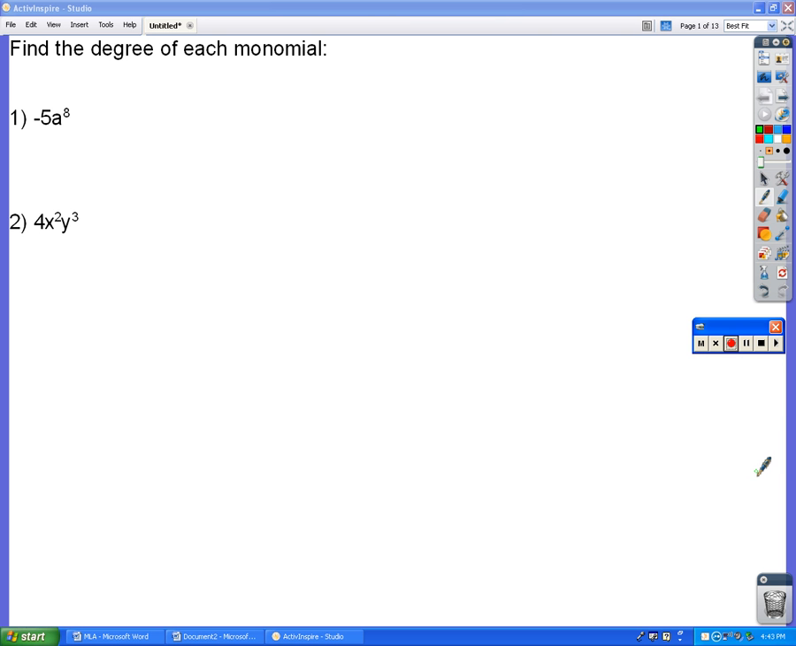Okay, first two problems want us to find the degree of the monomial. And so remember that the degree of a monomial is the power. So this one right here has a power of 8. And so you would say simply that that is an 8th degree monomial.